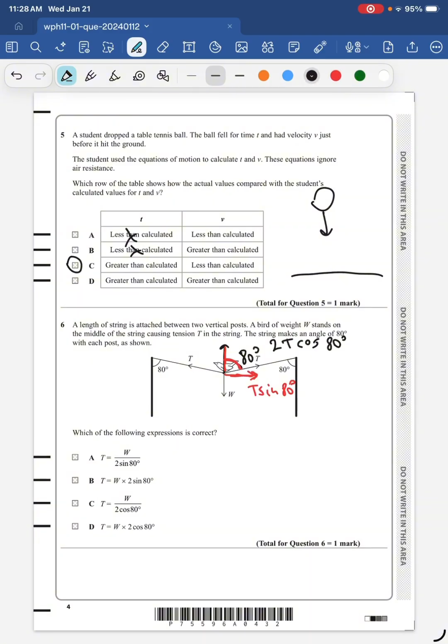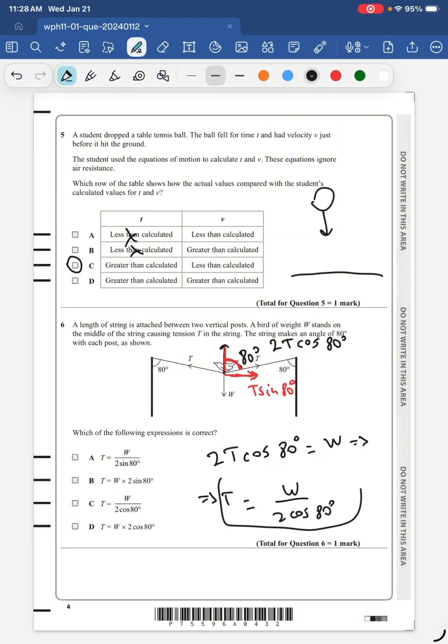So anyway, to go back to our problem, 2T cosine 80 degrees should equal the weight, right? So T is going to be equal to the weight over 2 times the cosine of 80 degrees, and that's the answer. This is option C.